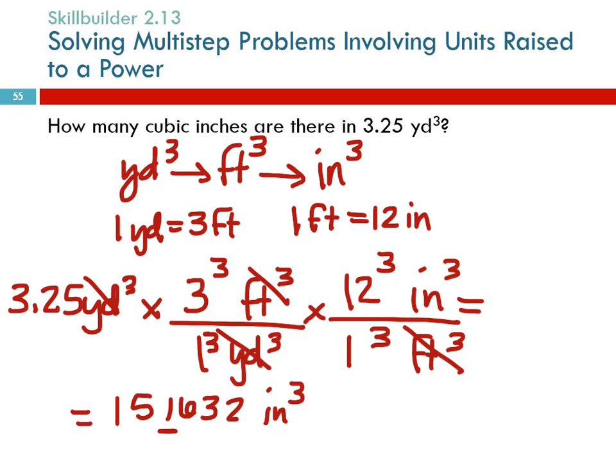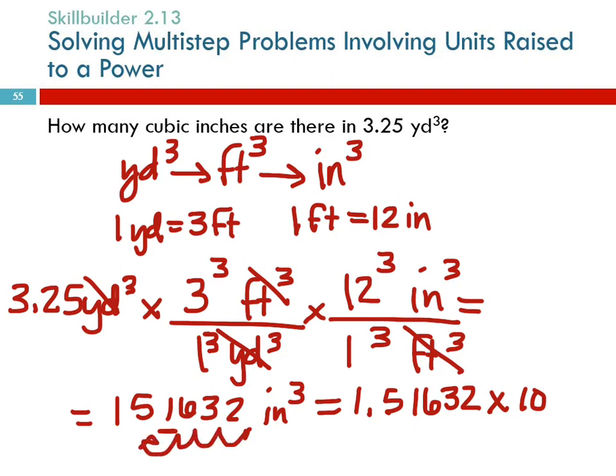So what's that going to look like? This is going to be 1 point. The decimal point always goes after the first non-zero digit. So 1.51632 times 10 to the something. Well, the decimal point was originally right here, even though it wasn't written. 1, 2, 3, 4 places. So this needs to be a 4.